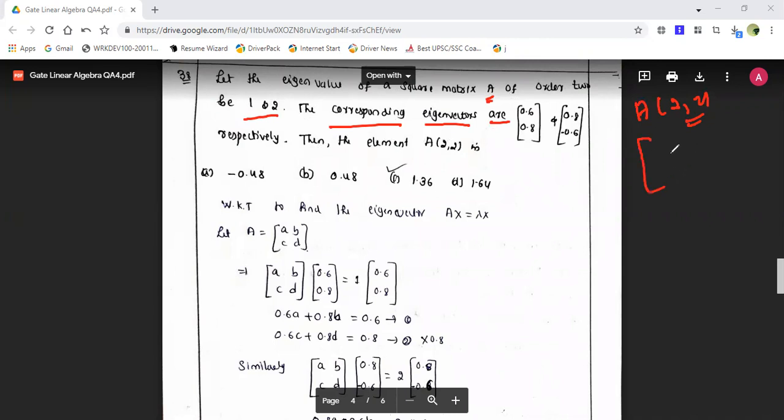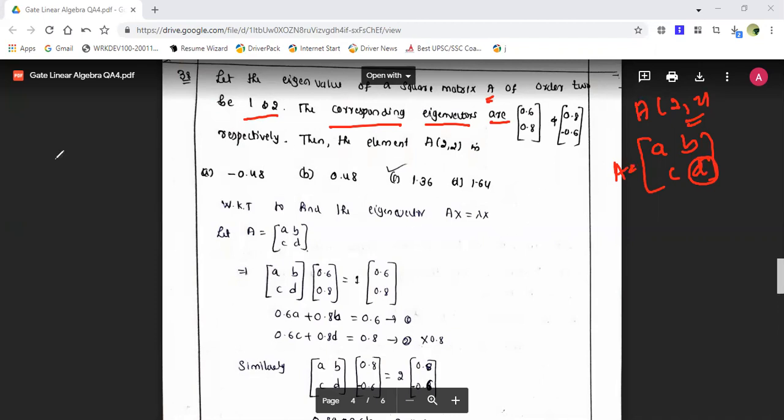So for example, let A = [[a, b], [c, d]]. It is a 2 cross 2 matrix, and I have to find out what d is. That is the element in the second row, second column. So this is the element they are asking for. Okay, so now let's see what is given to us.